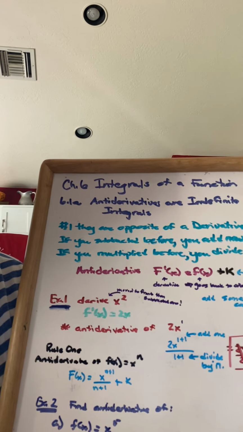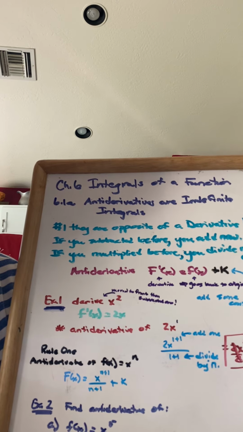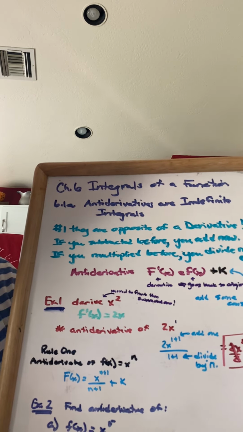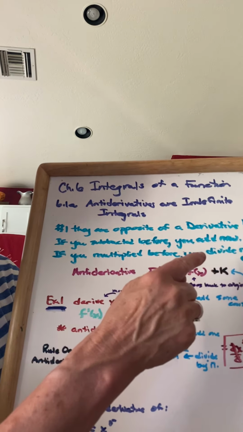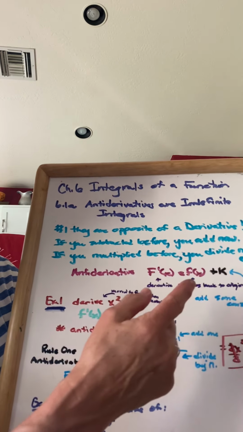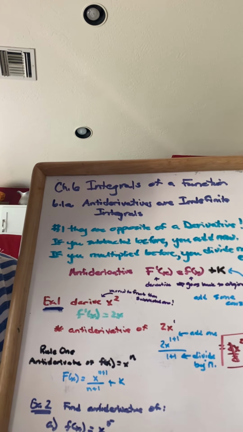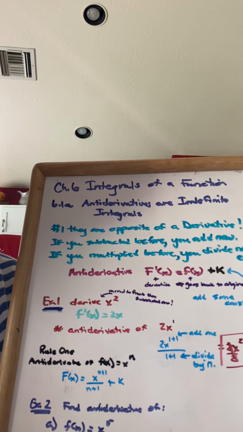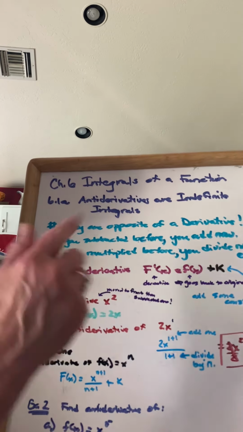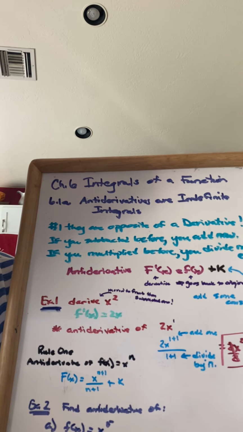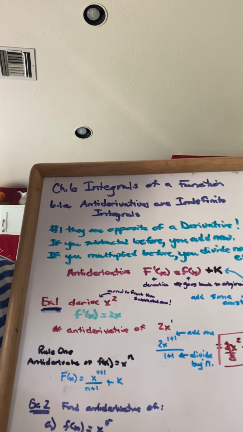All right, so that's integrals. So number one, antiderivative and integrals are the same word. They mean the opposite of a derivative. So whenever you subtracted before, you add now. Whenever you multiplied before, you divide now, and so forth. So for instance, if you had x squared and you found the derivative, you had 2x to the first. You went down 1, you subtracted 1, you put the 2 in front.